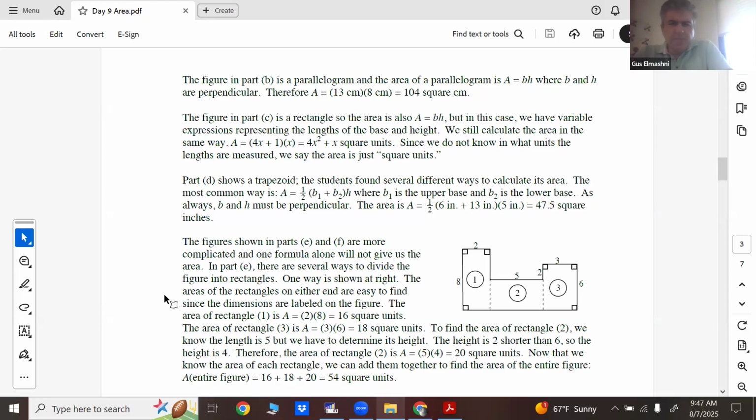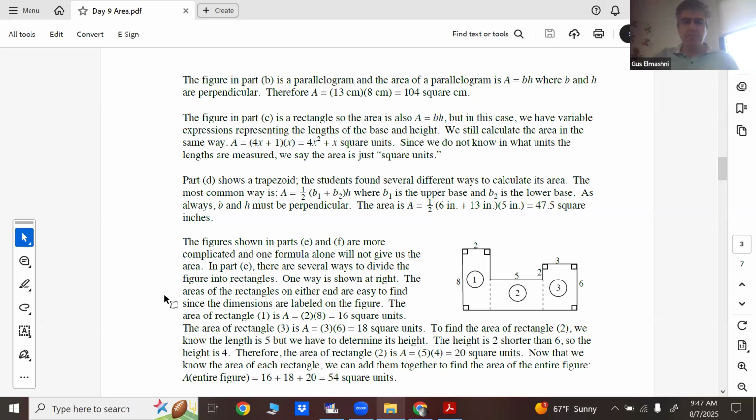Part C is a rectangle, so the area is also A equals base times height. In this case, you have variable expressions representing the base and height. We still calculate the area in the same way: A equals (4x plus 1) times x, which equals 4x squared plus x square units. Since we do not know the units, we say the area is just square units.